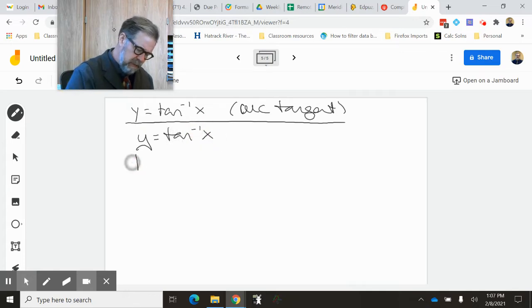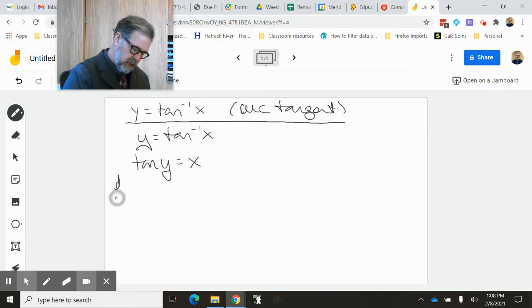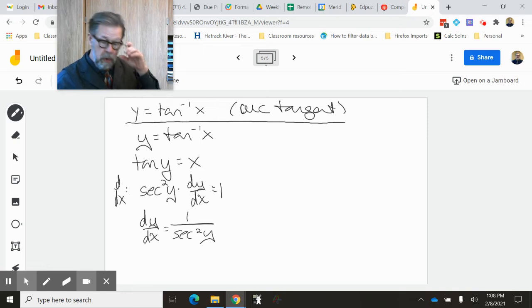And we're going to take the tangent of both sides because then we can just use implicit differentiation. So when we take the derivative of each side with respect to x, we get secant squared y dy/dx is equal to 1, which means that dy/dx is equal to 1 over secant squared y. But of course, as usual, we want to write this in terms of x, not in terms of y, just so that we don't have to constantly be going back and finding the arctangent of our input so that we can plug it in.